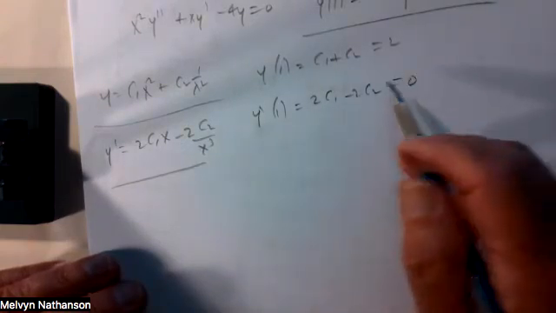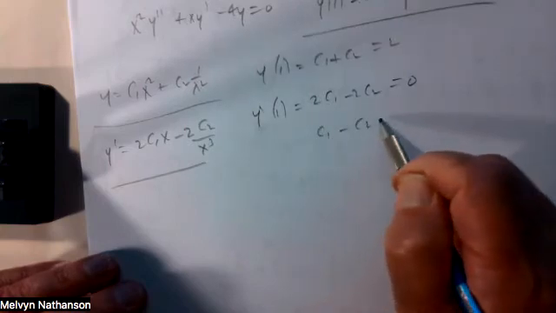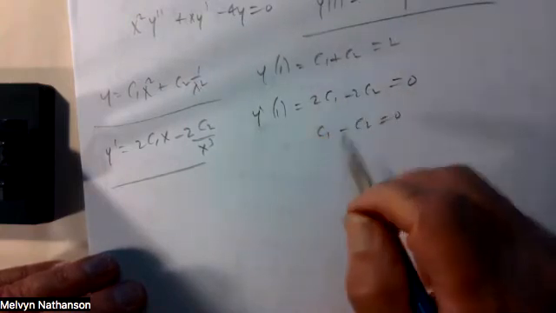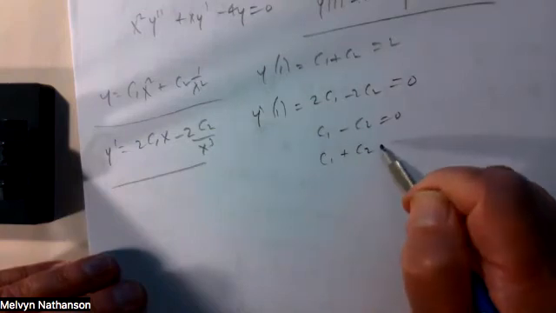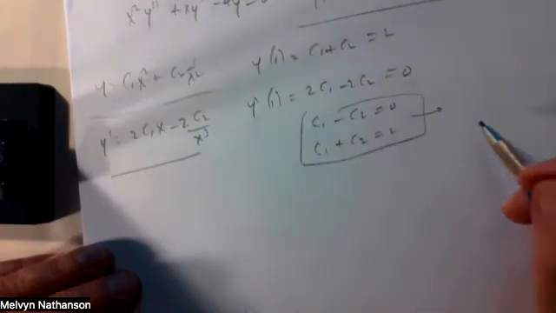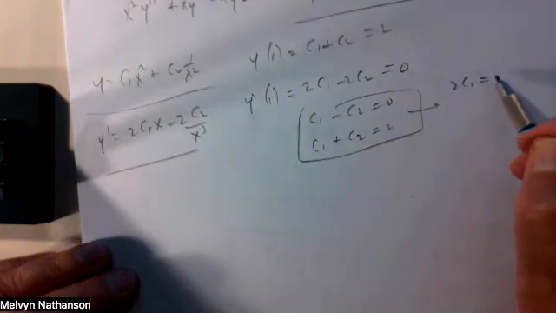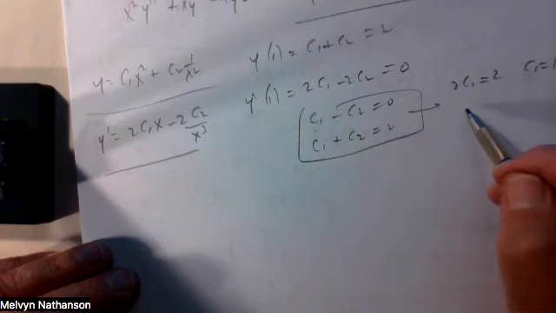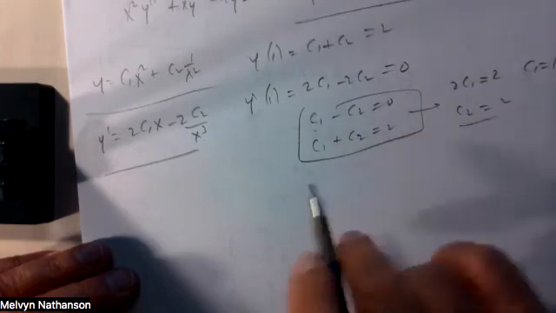And we want that to be equal to 0. If I divide this equation by 2, that's the same as c1 minus c2 equals 0. And my first equation was c1 plus c2 equals 2. If I add these equations, I get 2c1 equals 2, so c1 is 1. If c1 is 1, c2 has to be equal to 1.